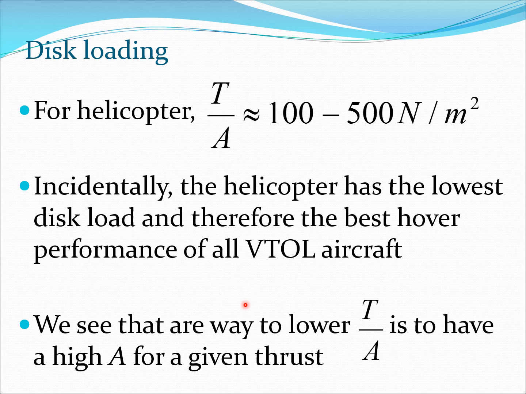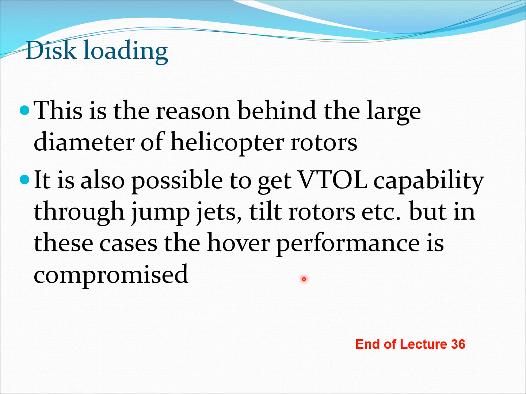Now we again see that there are ways to reduce T by A. The way is basically to have a high A for a given thrust. Now high A can only be generated by large radius or large diameter of helicopter rotor, and you see that any of these helicopters typically the rotor has a dimension which is as large as is structurally and dynamically possible. That is typically the best in terms of the induced power generated per unit thrust.